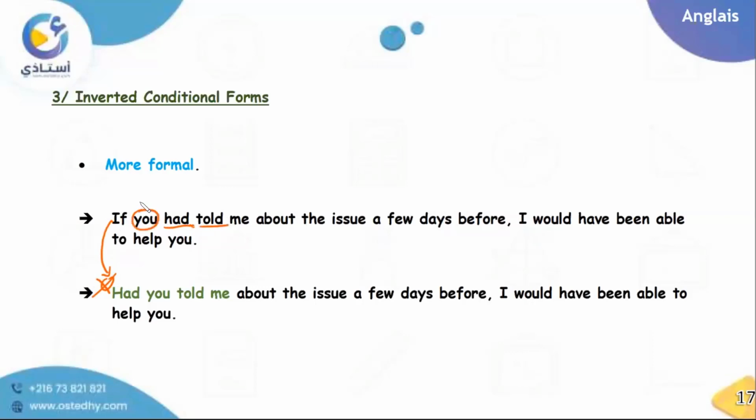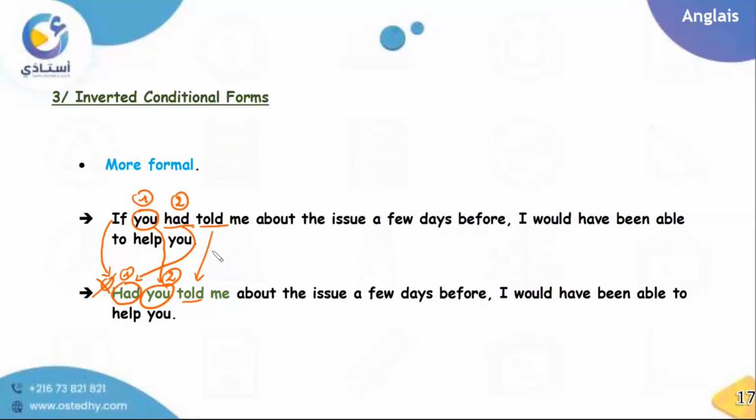We have "you." So instead of starting with the subject and then the verb or the auxiliary, we start with the auxiliary. Over here, number one becomes number one, and "you" becomes number two. See, that's inversion. And then, of course, you have past participles. It doesn't matter. It's after the subject. It stays after the subject. So instead of saying, if you had told me, we would say, had you told me about the issue a few days before? Okay.